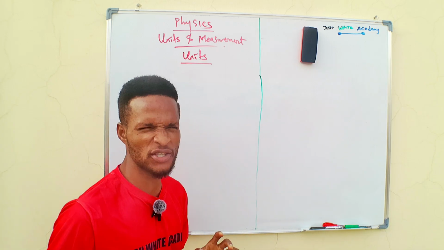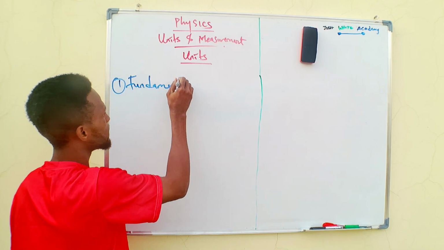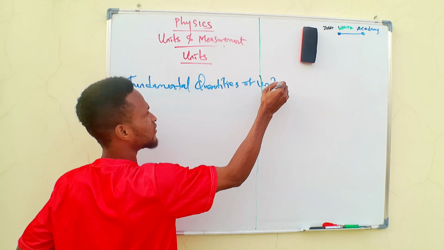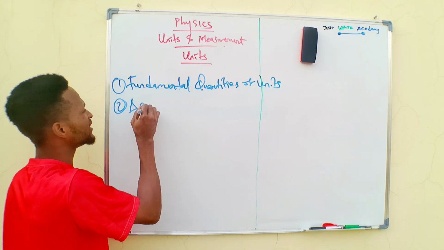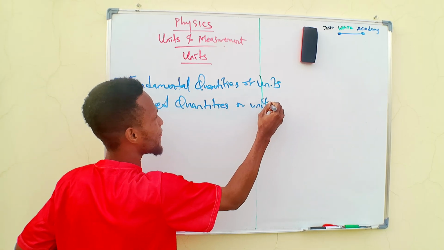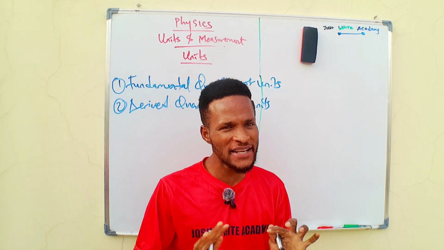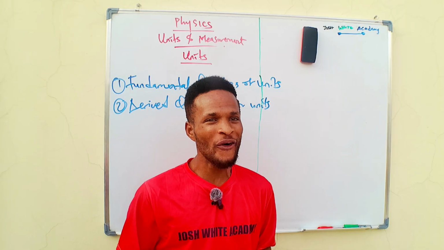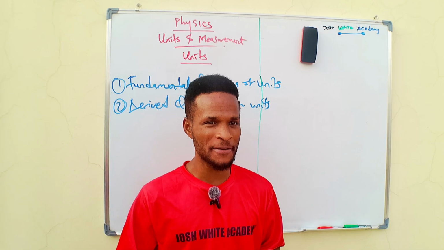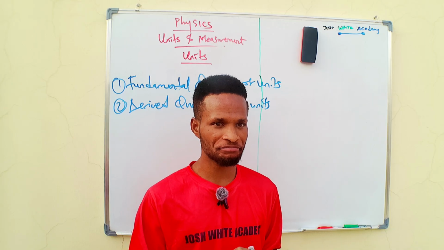Actually, we have two types of quantities or units. Number one, we have the fundamental quantities or units, and number two, we have the derived quantities or units. The first one, the fundamental quantity, I like to call it the basic quantity, the primary quantity, or the independent quantity, because they do not depend on any other quantity. I call them the standard quantity and unit.